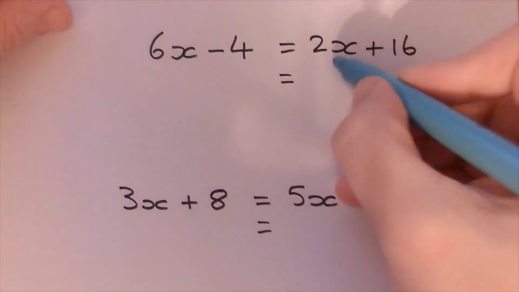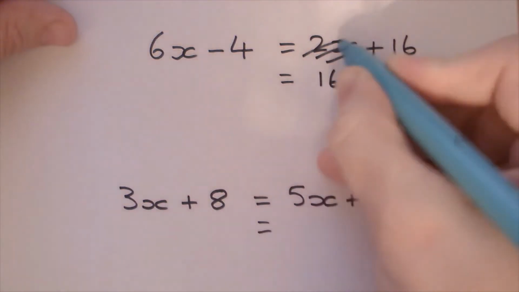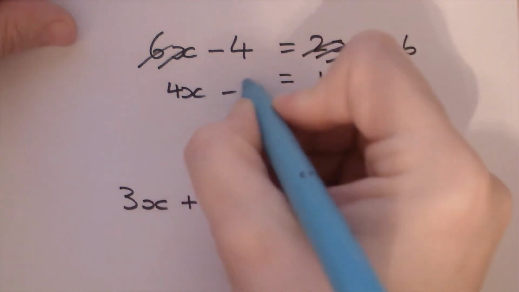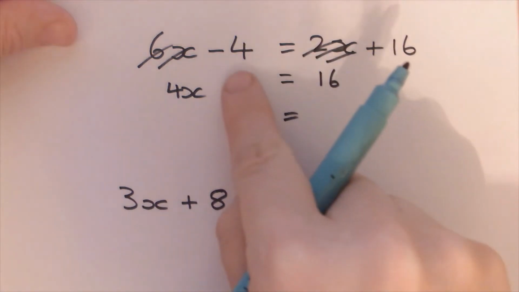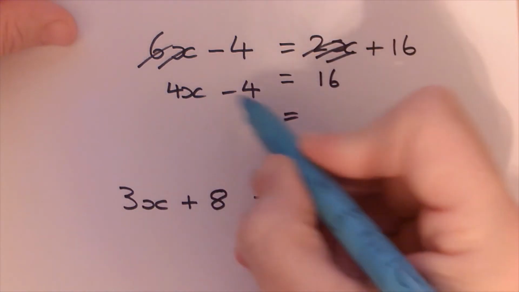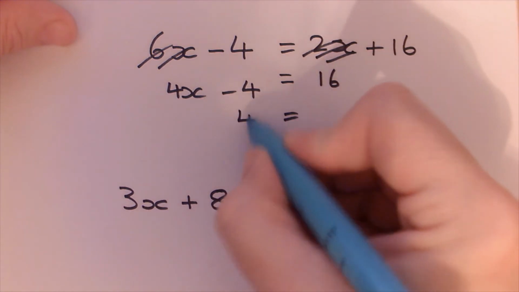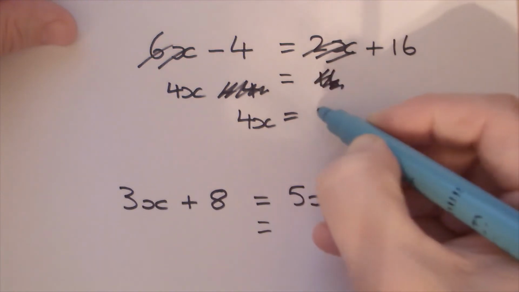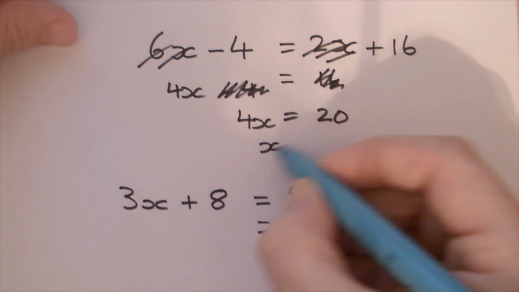Okay, so start with the smallest amount of x's, take off 2x from this side, and I'm left with 16. Take off 2 x's from this side, and I'm left with 4x minus 4. Okay, so to get this to nothing, because I don't want anything left there, I need to add 4. Secret is just do the opposite of what it says. That said to take away 4, so we're going to add 4. So 4x, add 4 gives me nothing here, add 4 gives me 20. 20 divided by 4, x is equal to 5.